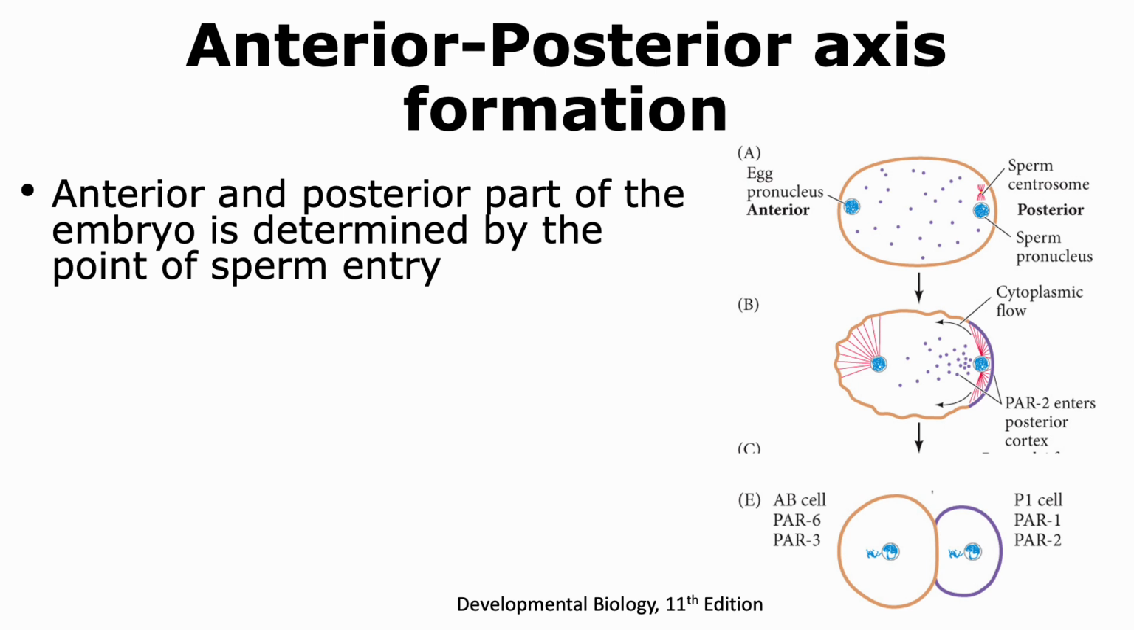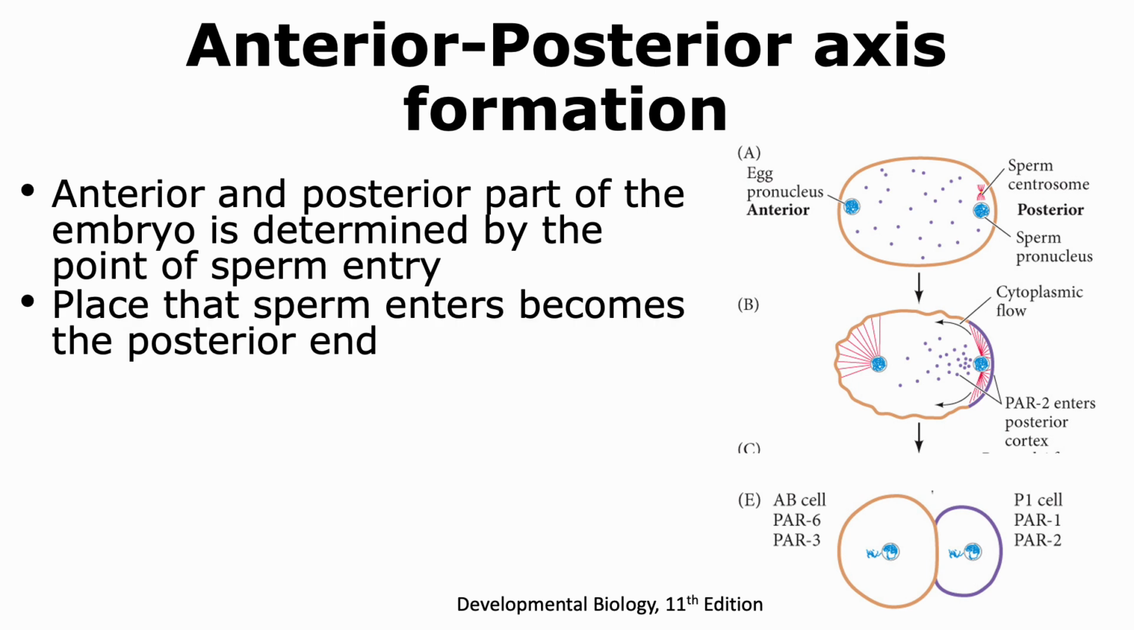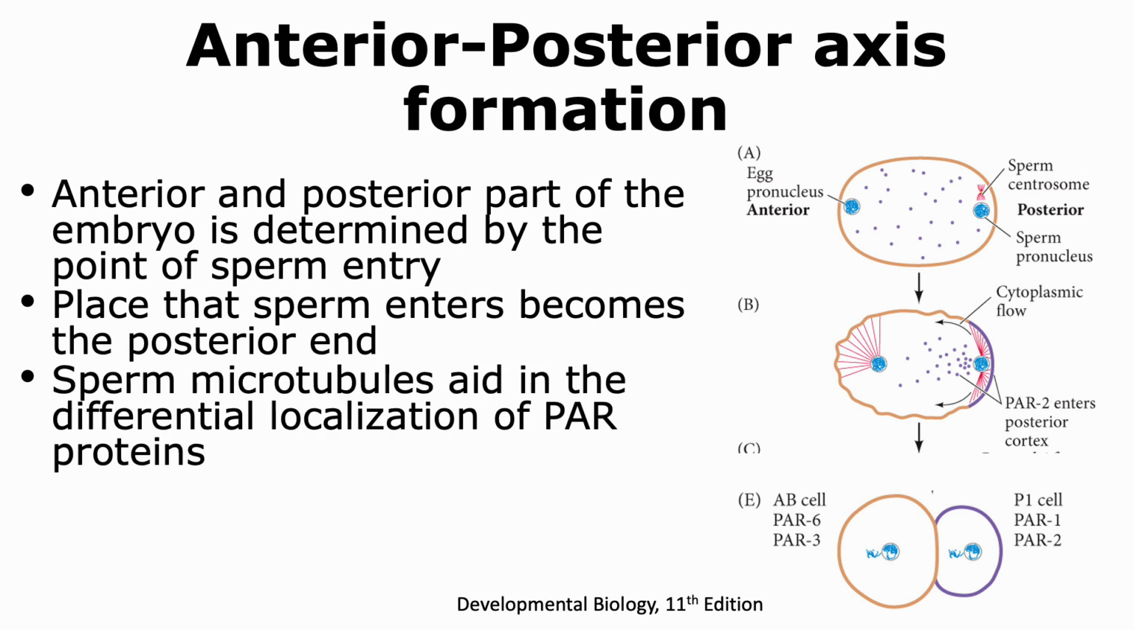Now let us see how the anterior-posterior axis is formed in C. elegans. The anterior and the posterior part of the embryo is actually determined by the point of sperm entry. The place where the sperm enters the egg becomes the posterior end of the embryo. The reason this happens is because the sperm microtubules aid in the differential localization of a class of proteins called the PAR proteins.